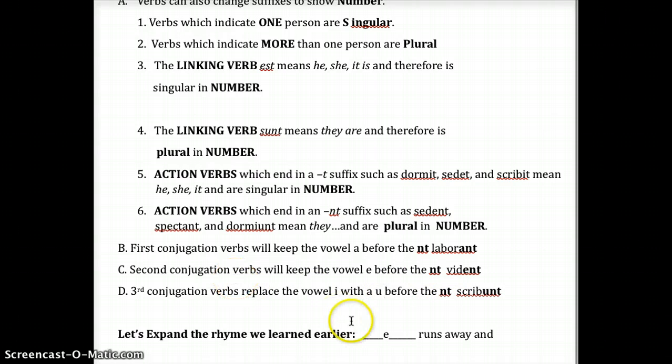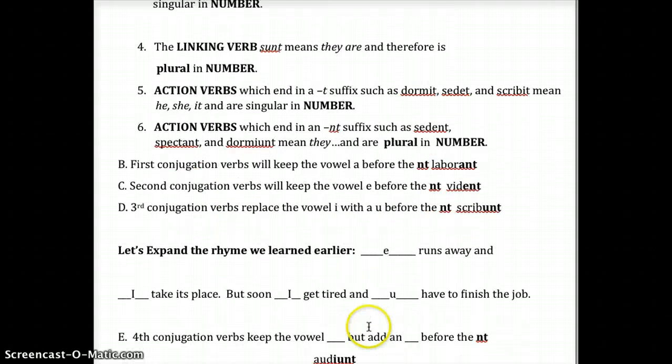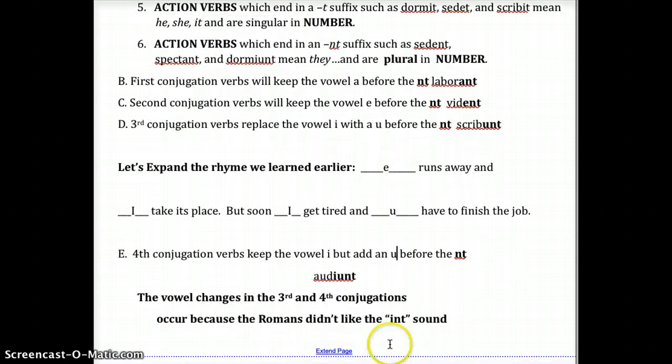So that becomes scribunt. So expanding the rhyme that we learned earlier, E runs away, right? That weak E runs away, and I take its place. But soon I get tired, and U has to finish the job. And one exception, fourth conjugation verbs keep the vowel I, but they add a U before the NT. So you would get audiunt. This vowel change in the third and fourth occurs because the Romans really didn't like that int sound. Eunt or unt is much more pleasing, apparently.